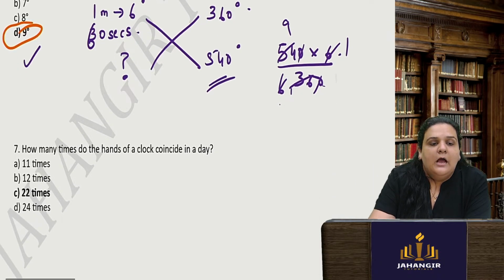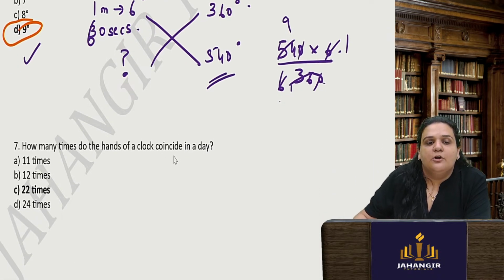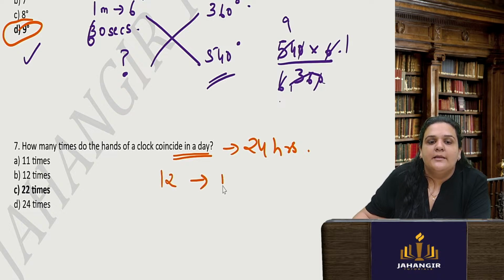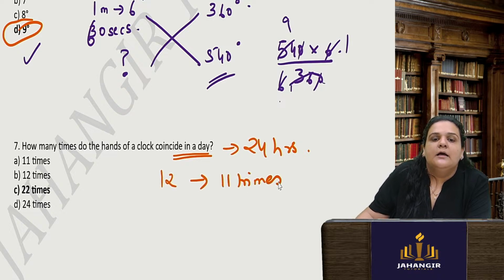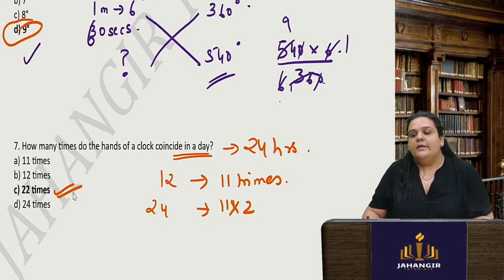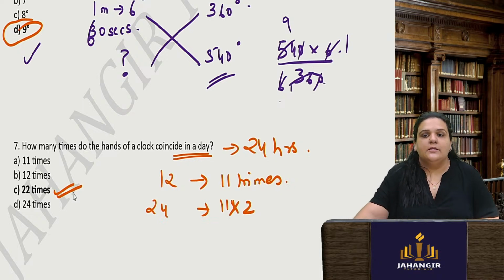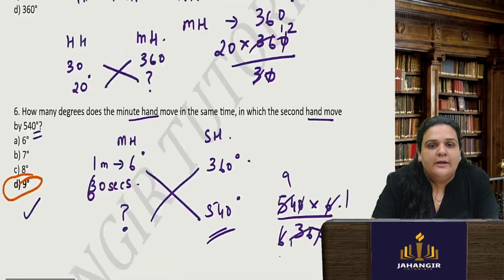How many times do the hands of a clock coincide in a day? Day means 24 hours they are asking. In 12 hours it coincides how many times? 11 times. I told you, in 24 hours you will do 11 into 2. 22 times. So it coincides 22 times.